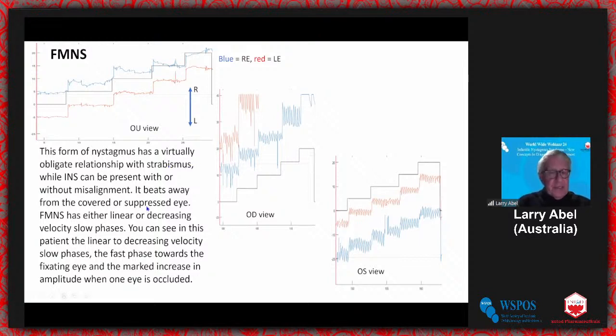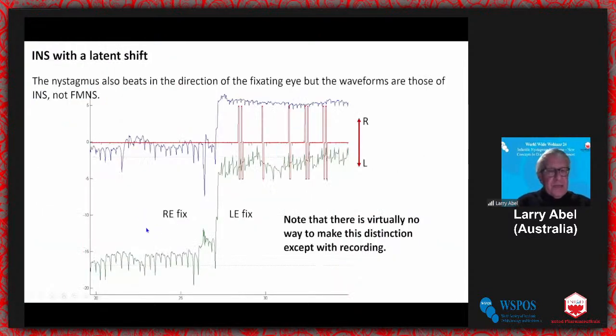In contrast, an INS recording with a latent shift, here right eye fixating, and you have a dual jerk. There's a little pendular component riding on a jerk waveform, and it reverses and becomes somewhat different, but still dual jerk with left eye fixation. Totally different waveform, and only recording lets you know.